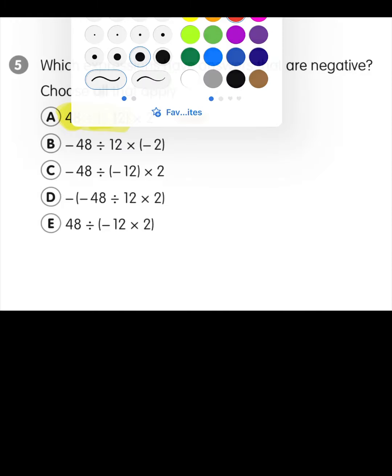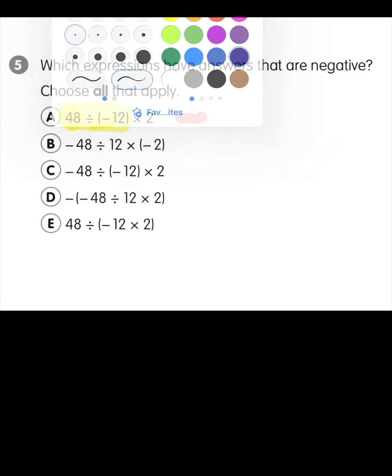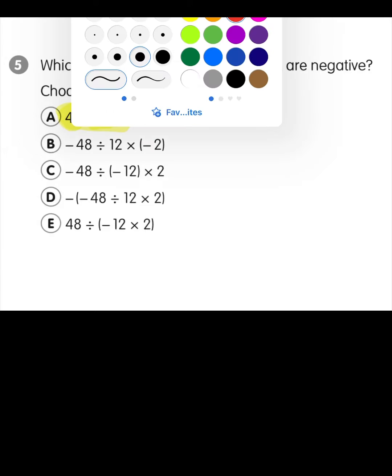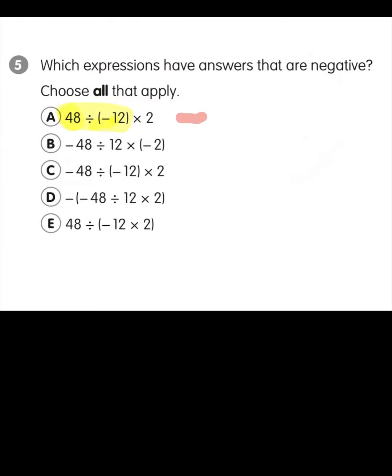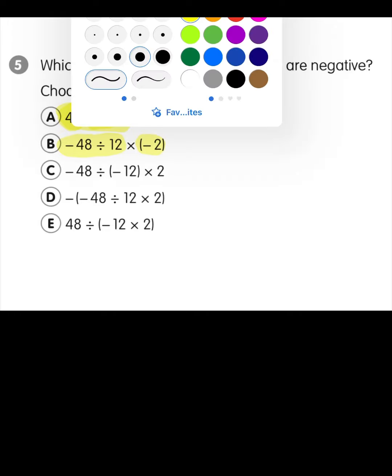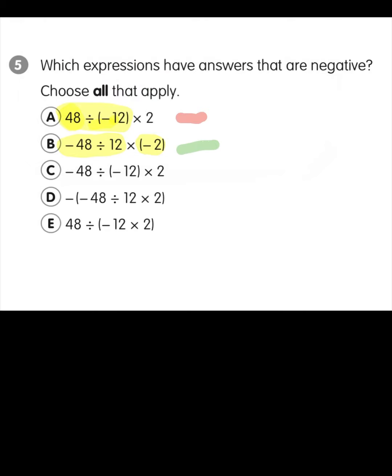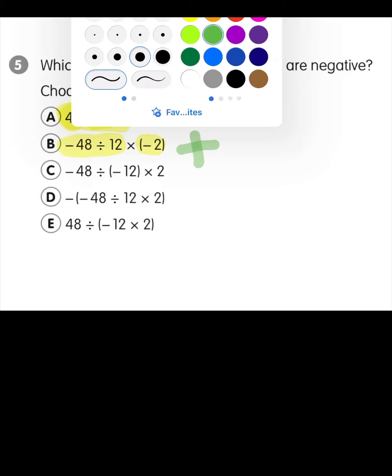Okay, let's go to B. What do we see with B? We see a negative divided by a positive, so that's negative. It's multiplied by another negative, so that is going to give us a plus. That's going to be positive.